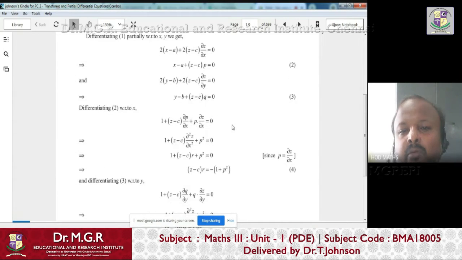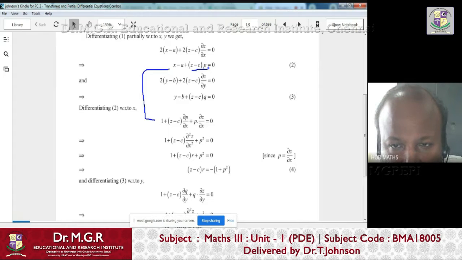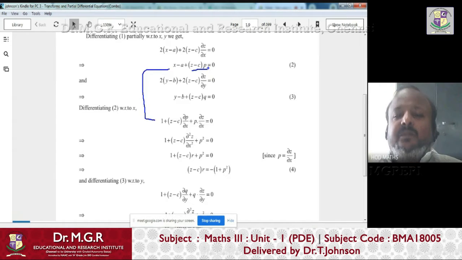So what we have to do now is differentiate again. Here we take once again this equation, that is equation number 2, and again we are differentiating with respect to x. Then the differential of x is 1, a becomes 0, and then z minus c into p. Here we have to be very careful. This is z minus c into p, right? We already know z is a function of x and y, and similarly p, that is dou z by dou x, is also a function of x and y, right?